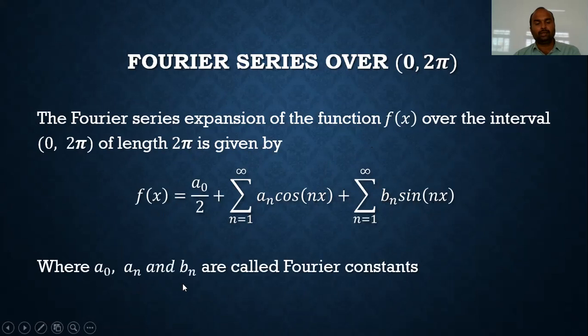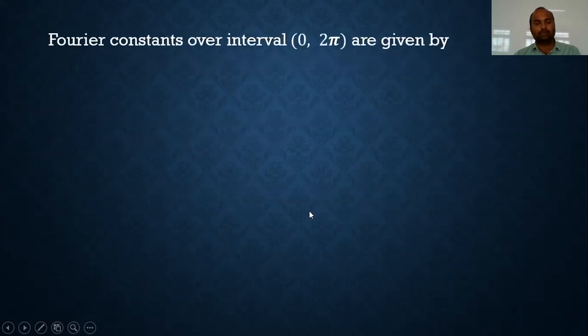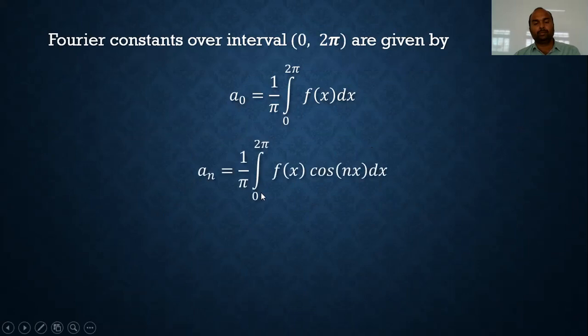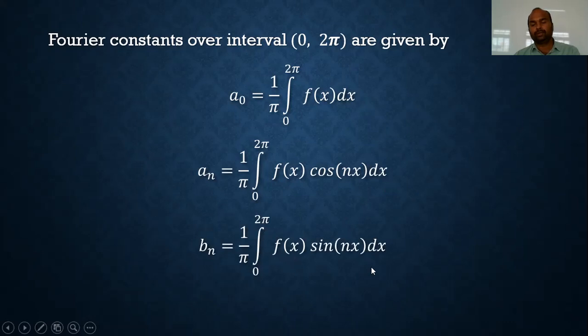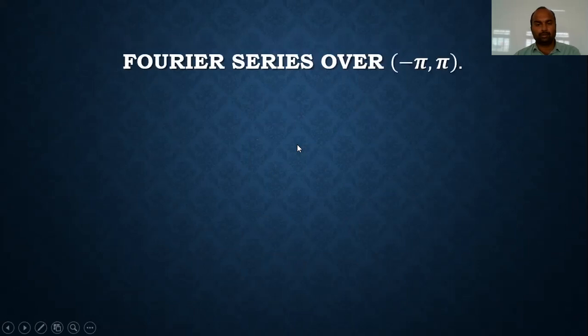Again, this a naught, a n and b n are called Fourier constants. Next, what are the formulas for that? a naught is 1 by pi integral 0 to 2 pi f of x dx. a n is 1 by pi integral 0 to 2 pi f of x cos nx dx, and b n is 1 by pi integral 0 to 2 pi f of x sin nx dx. So these are the formulas we will use in this interval. The limits of the integral will also be 0 to 2 pi.